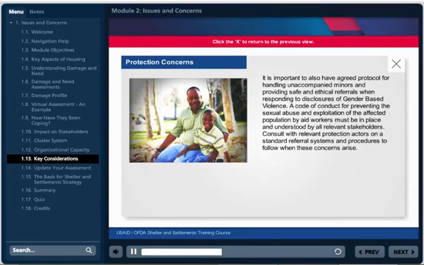A code of conduct for preventing the sexual abuse and exploitation of the affected population by aid workers must be in place and understood by all relevant stakeholders. Consult with relevant protection actors on standard referral systems and procedures to follow when these concerns arise.